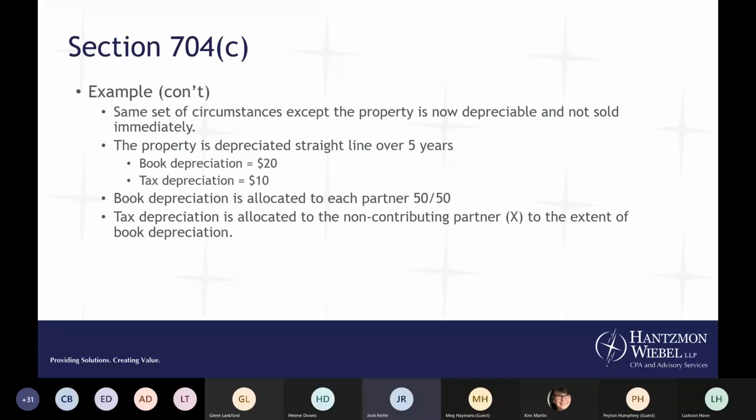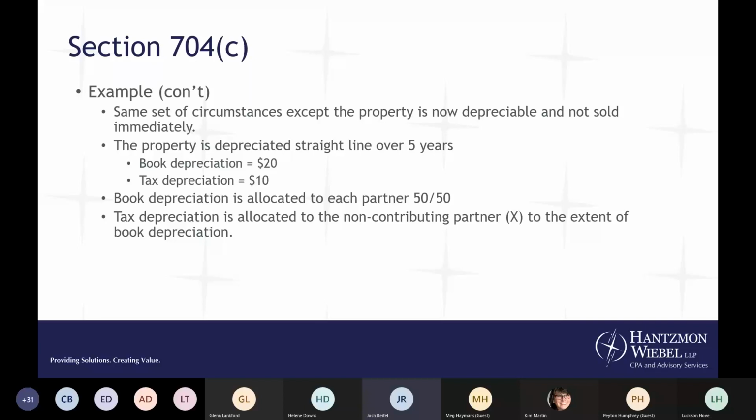So now at this point, after we depreciate this property, if nothing else happened to the year other than depreciating property, each partner would now have a book basis of $90. $100 of the cash in the property that's contributed, less the $10 allocated to each partner.